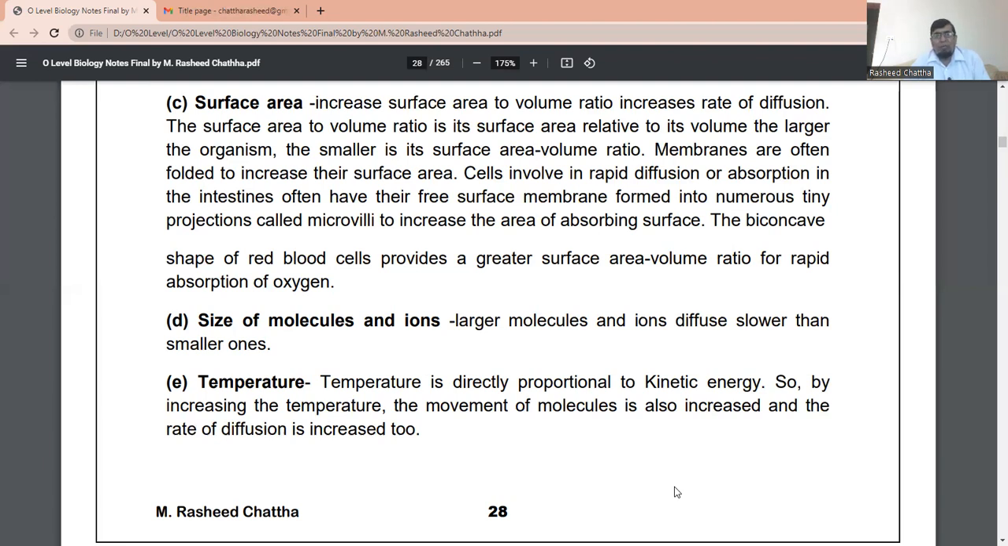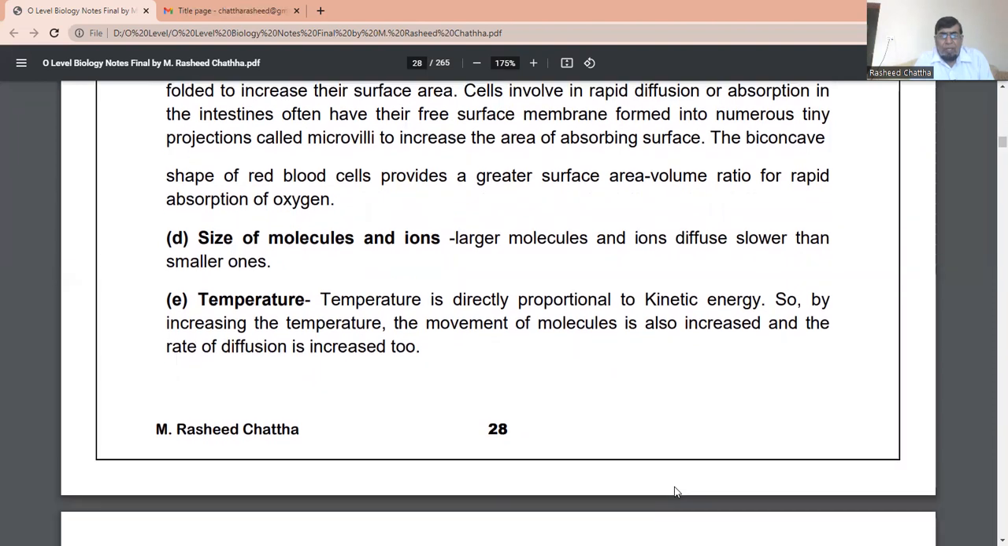The biconcave shape of the red blood cells provides a greater surface area to volume ratio for rapid absorption of oxygen. Next, size of the molecules and ions. Larger molecules and ions diffuse slower than smaller ones. And next is the temperature. Temperature is directly proportional to kinetic energy. So, by increasing the temperature, the movement of the molecules is increased and the rate of diffusion is increased too.